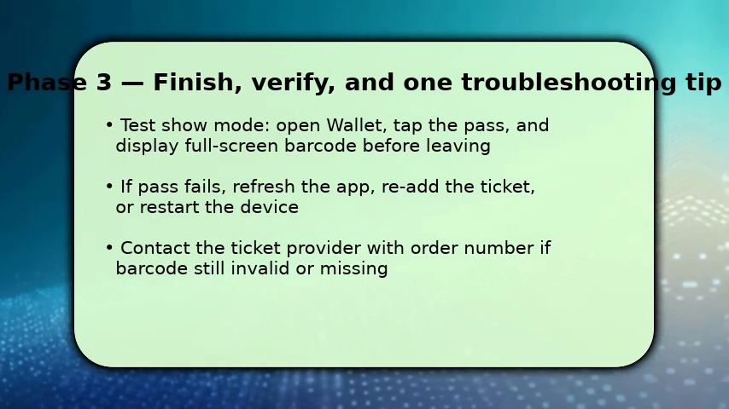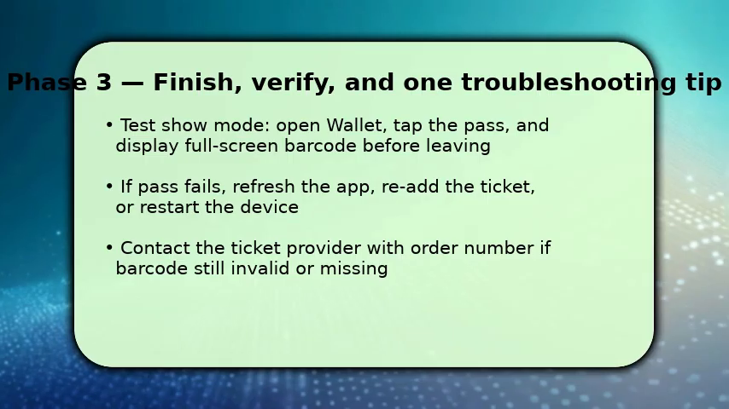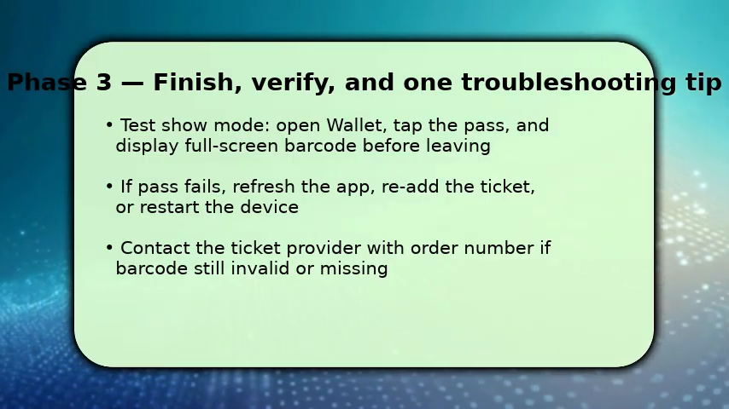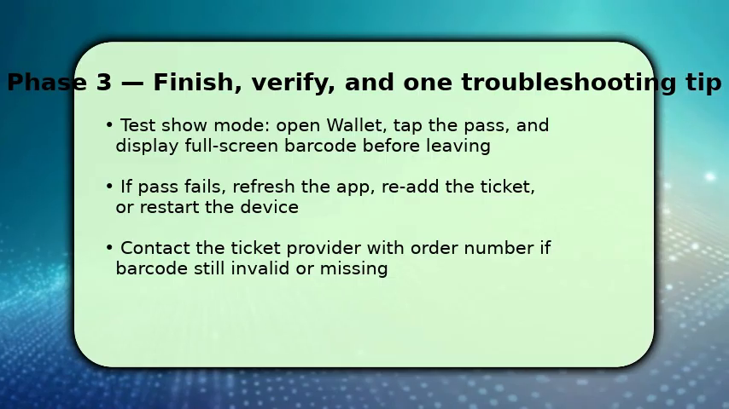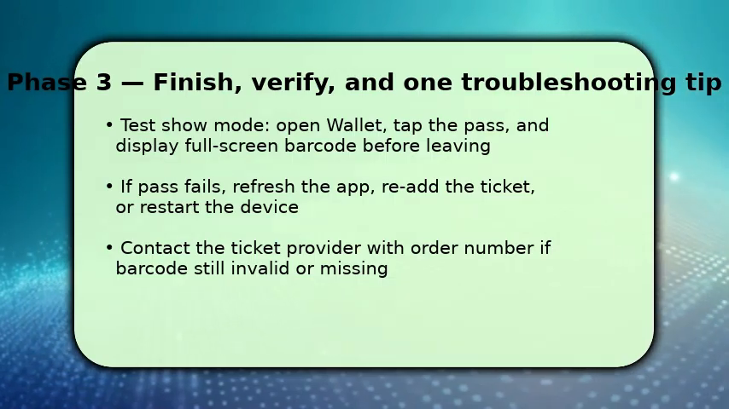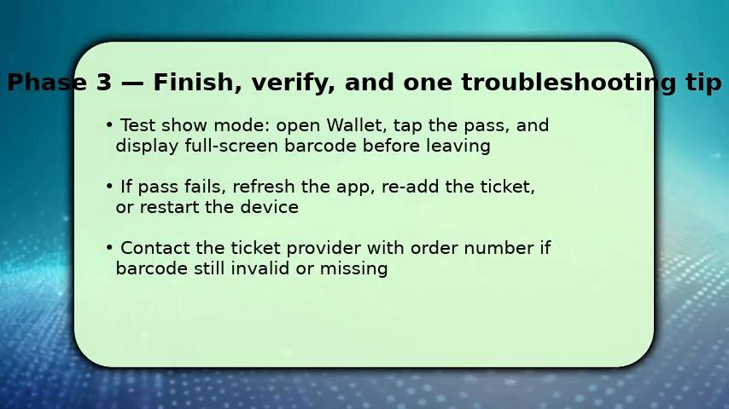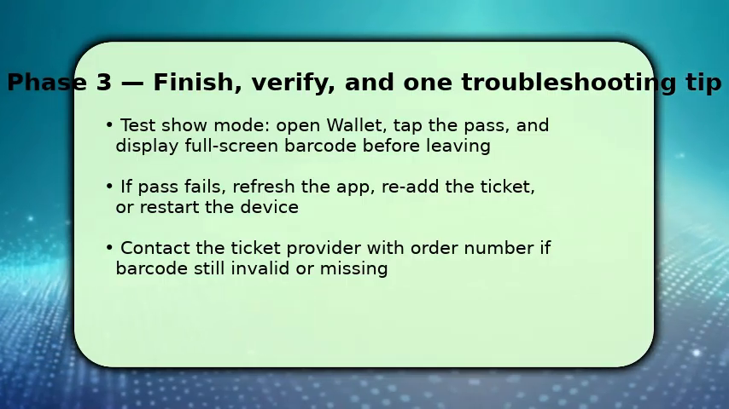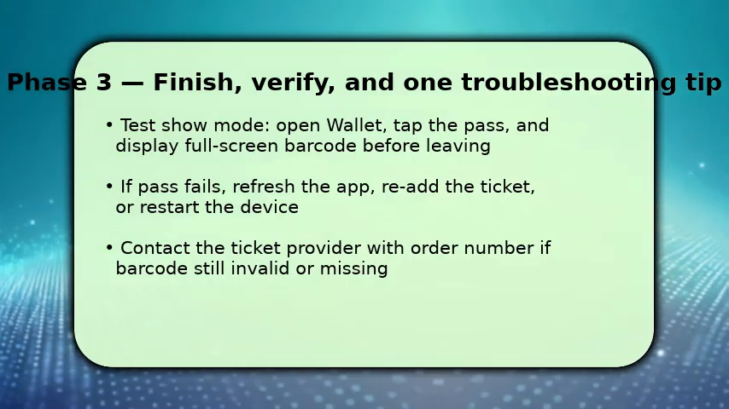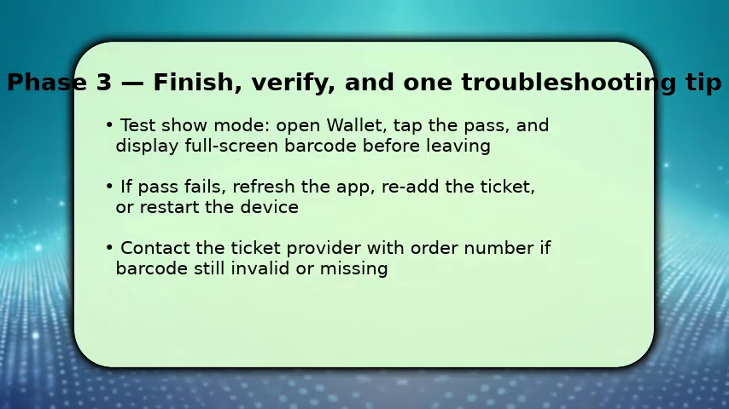If it won't open or the barcode is missing, first force close the app or refresh the email, then remove and re-add the pass. Reboot the device as a fallback. If problems persist, contact the ticket provider with your order number and a screenshot of the issue. This troubleshooting sequence resolves most problems and keeps you on schedule for entry.